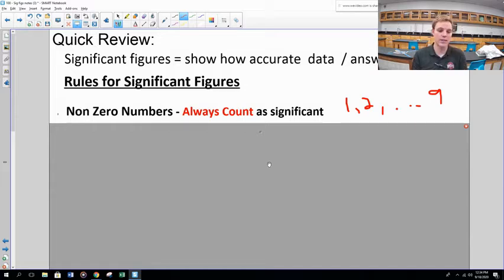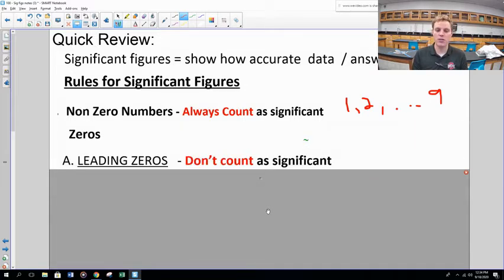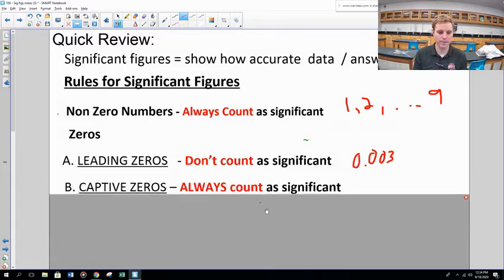There are 3 kinds. Leading zeros, those are zeros in front of all the numbers. There are no non-zeros in front of them. So for example, 0.003 has 3 leading zeros. It doesn't matter where the decimal is. What matters is, are there any non-zero numbers in front of them? If not, they're leading zeros, and they do not count as significant.